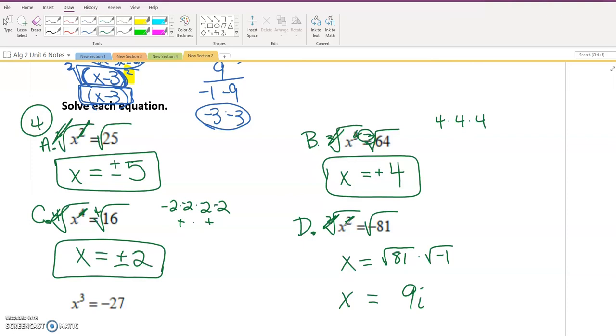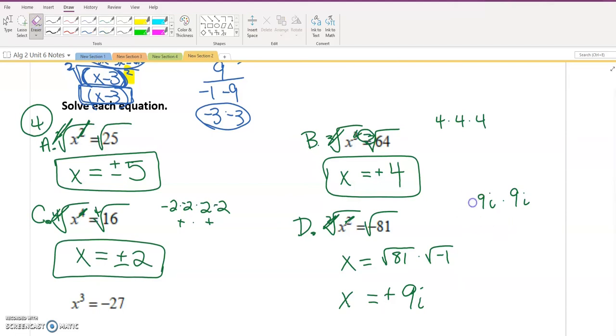And now we have to check it to make sure we get negative 81. If you have 9i times 9i, well, 9 times 9 is 81. i times i is i squared. i squared becomes what? Negative 1. So I'm going to mark him out and make him a negative 81. That's what we wanted. So we know they can both be positive 9i's, but can they both be negatives? That's the other one to check for.